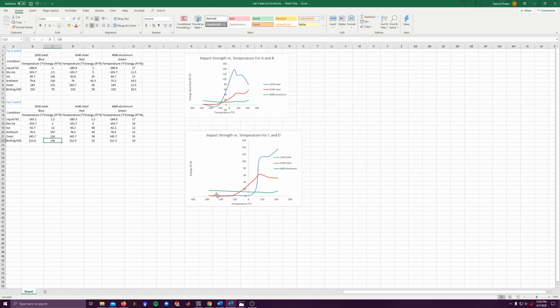So again, if we're looking at this graph here, this is for a different group. Aluminum stayed very consistent along our temperature increase for the amount of energy that it was absorbing. But if we look at the steel, we see at cold temperatures, it doesn't take much energy to fracture. But then once we start to increase that temperature, now it's going to take a lot of energy to fracture.